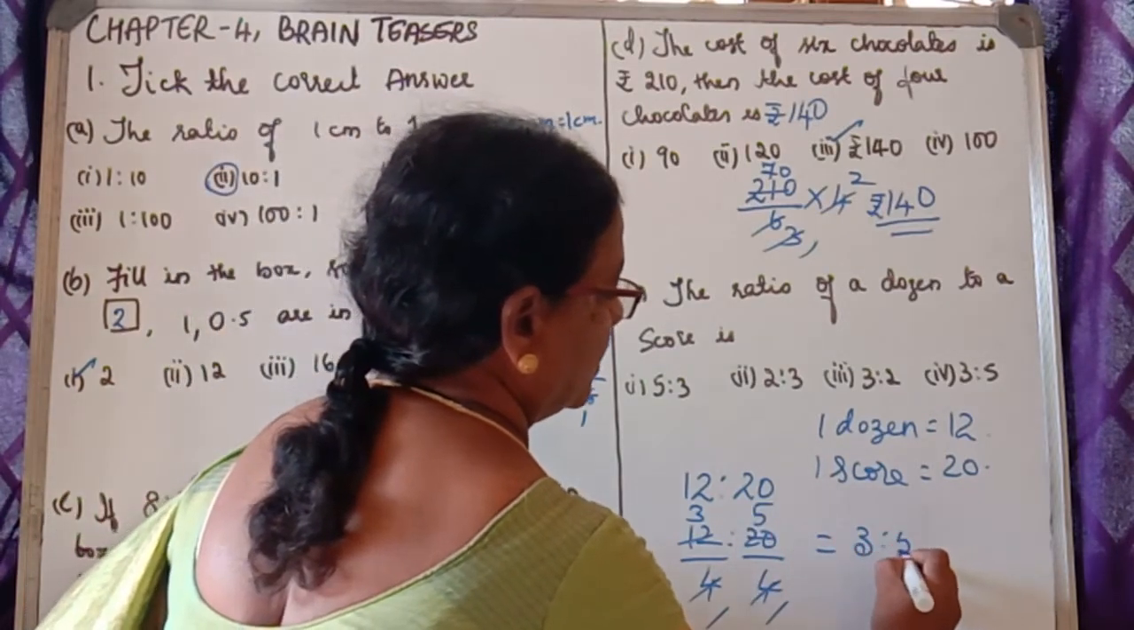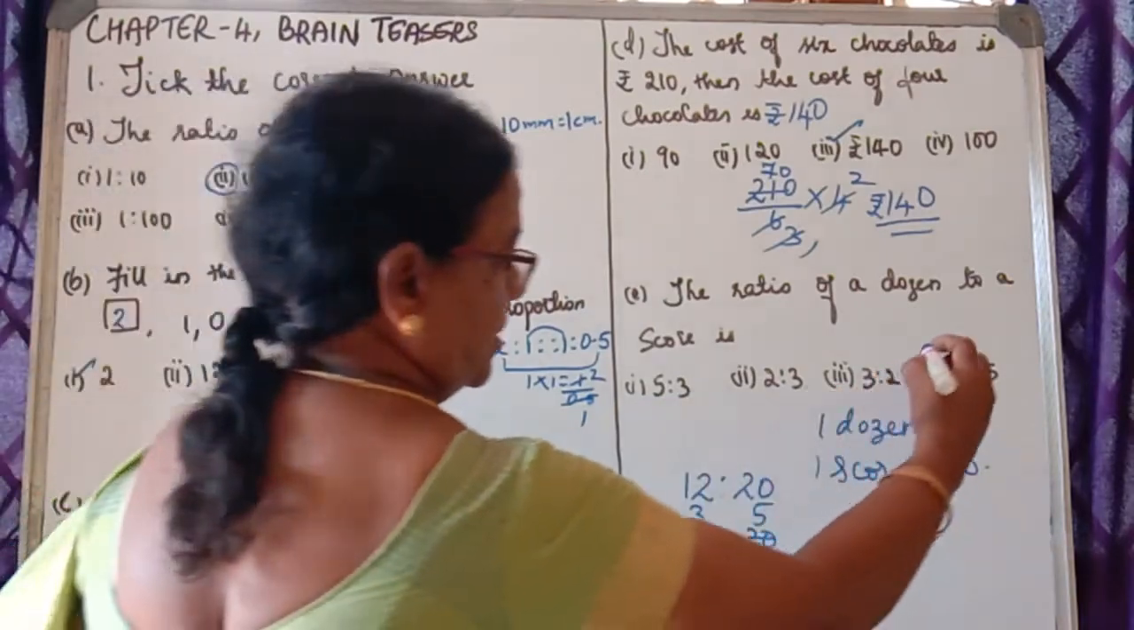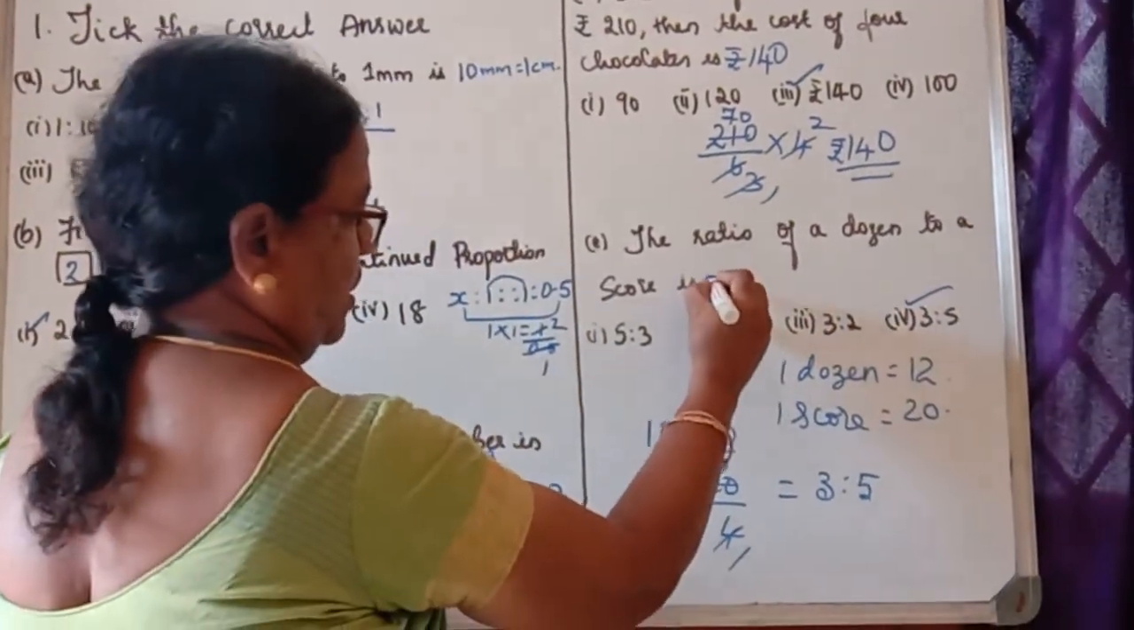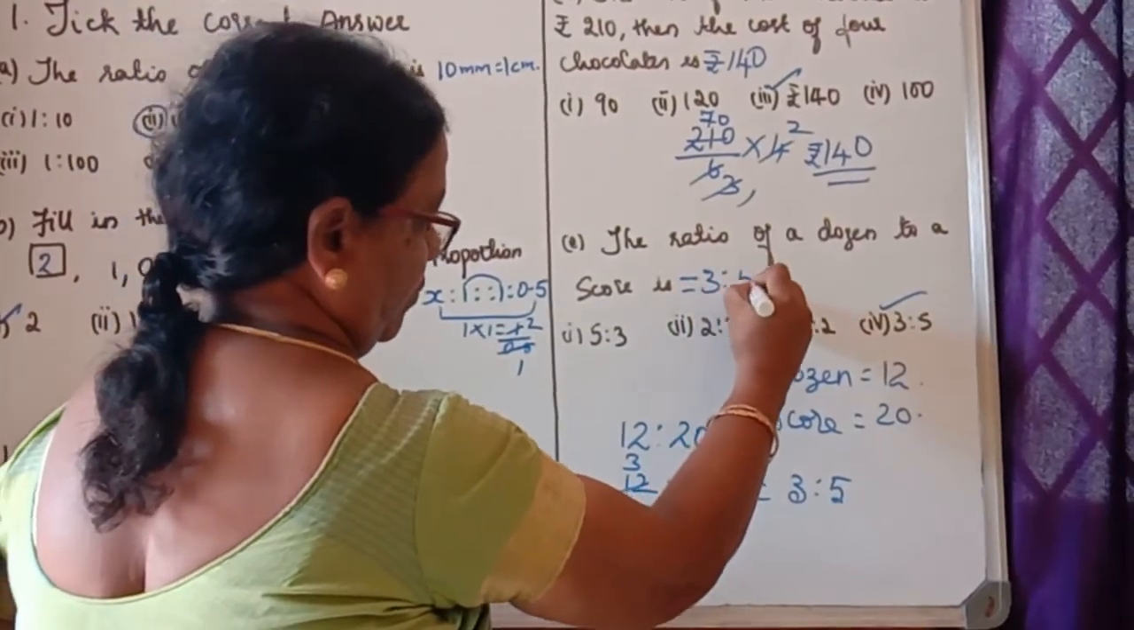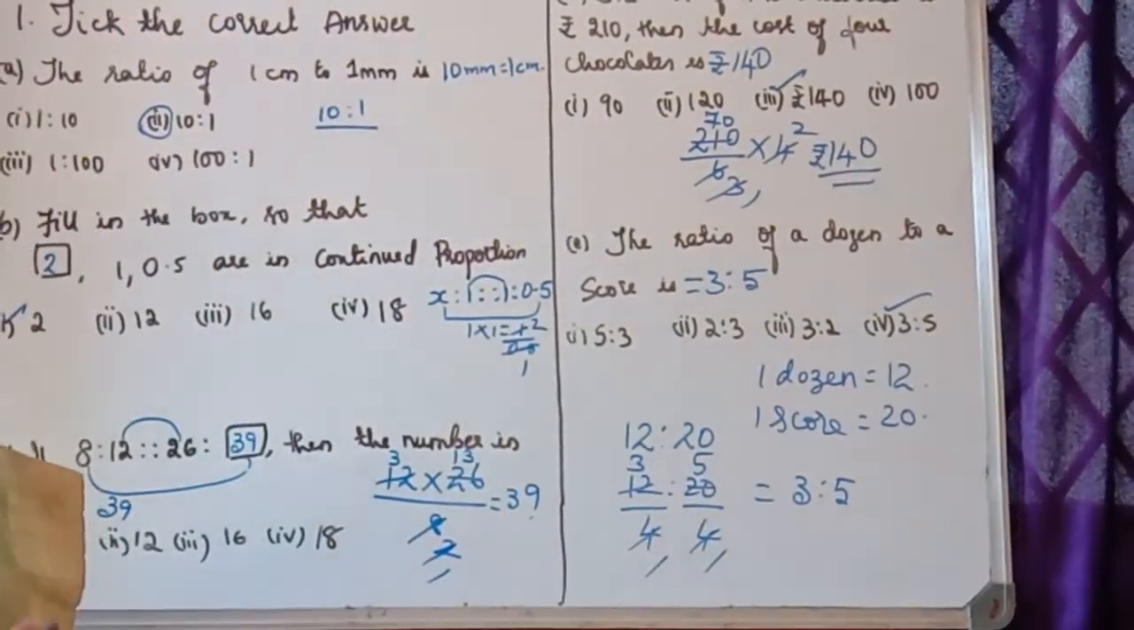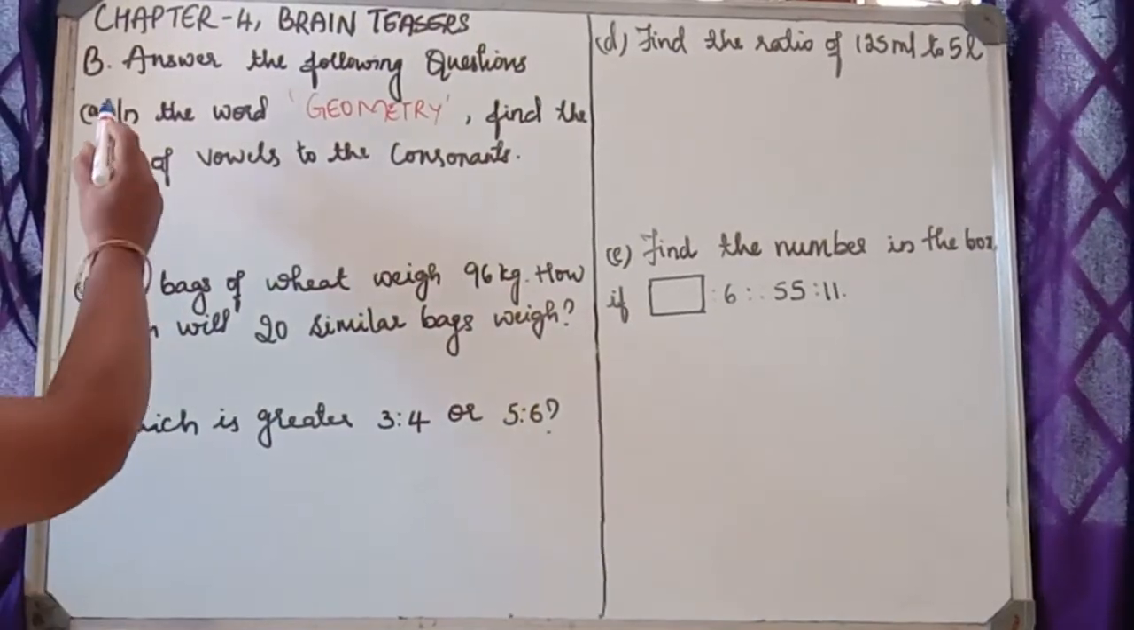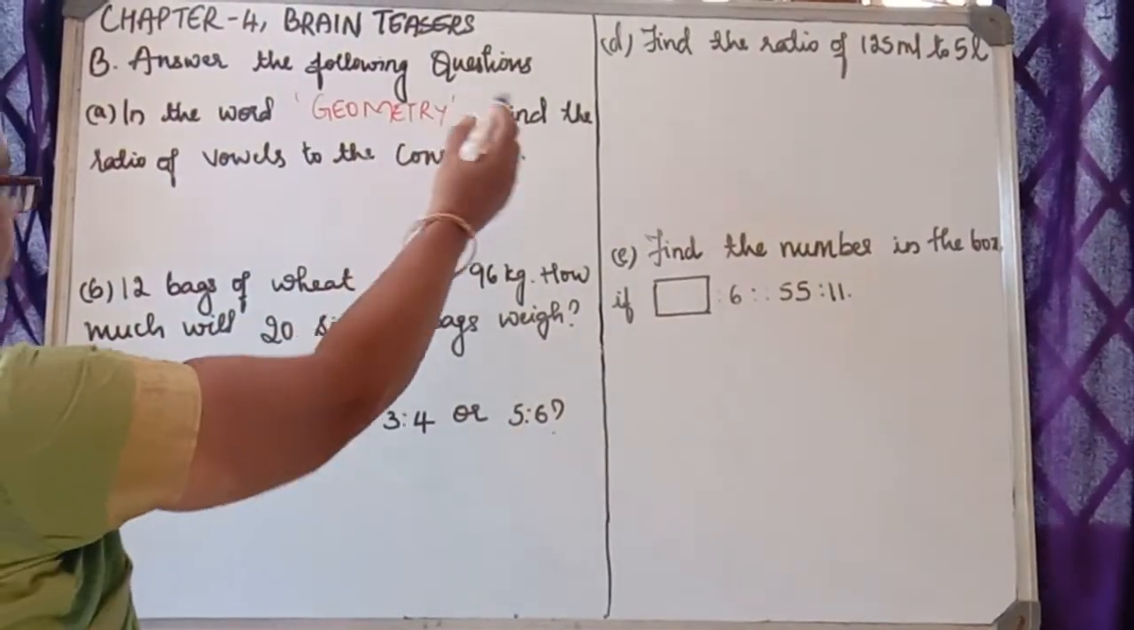So, what is your answer? 3 is to 5. In this, the fourth option is the correct answer. So, the score is 3:5. Understood, children? Now we are going to answer the following questions.